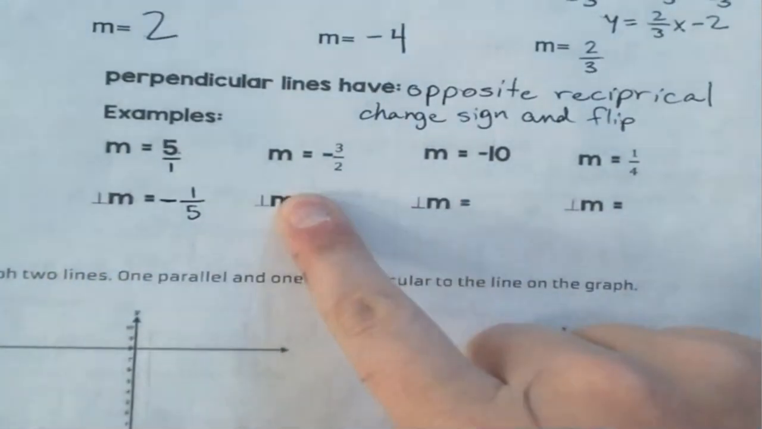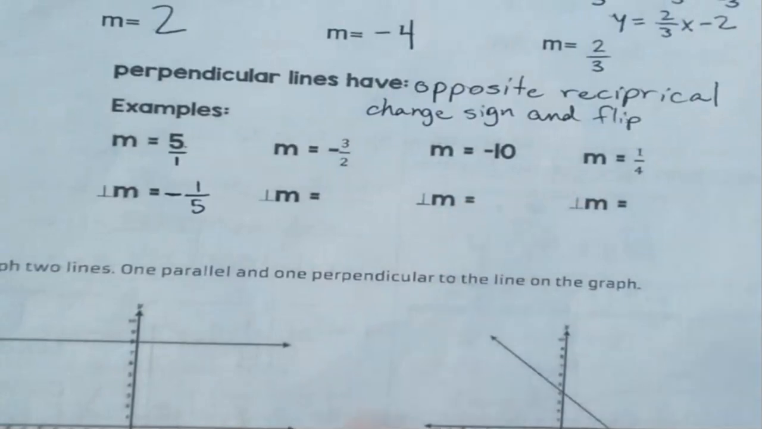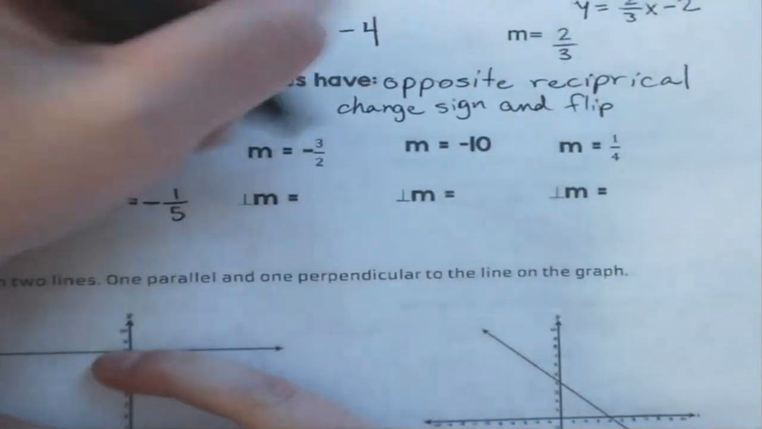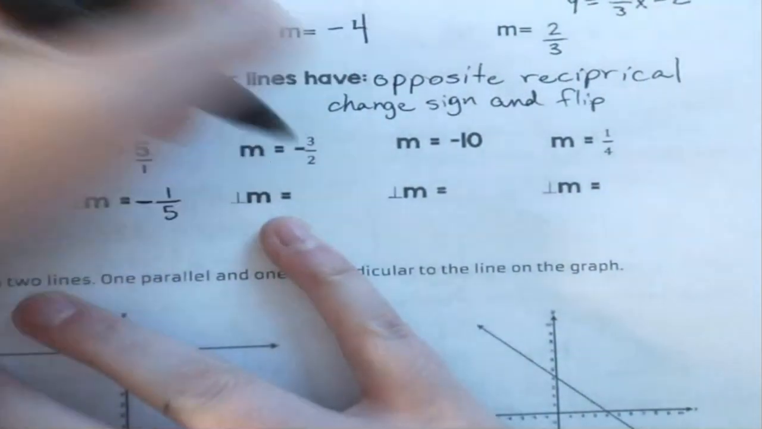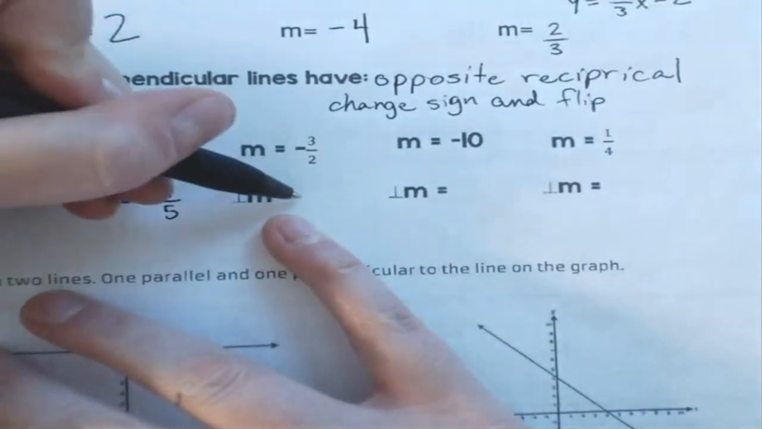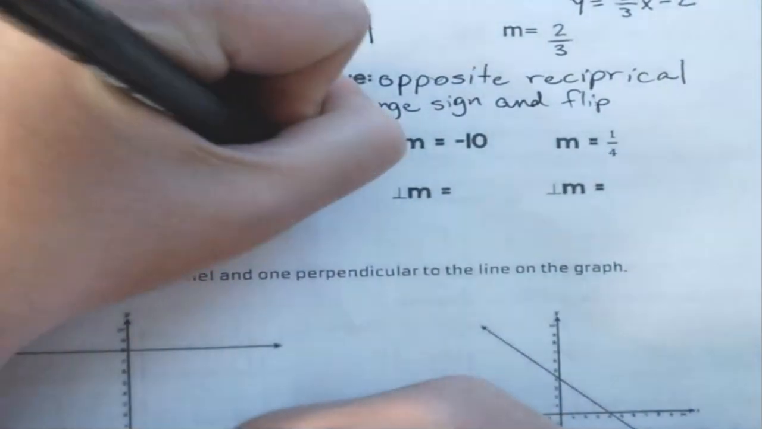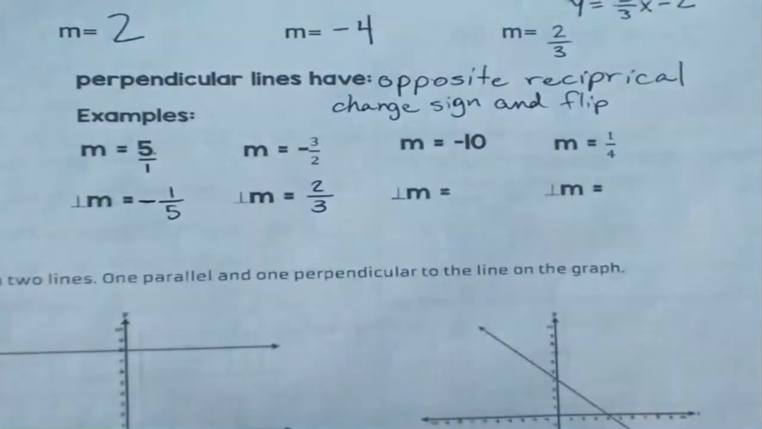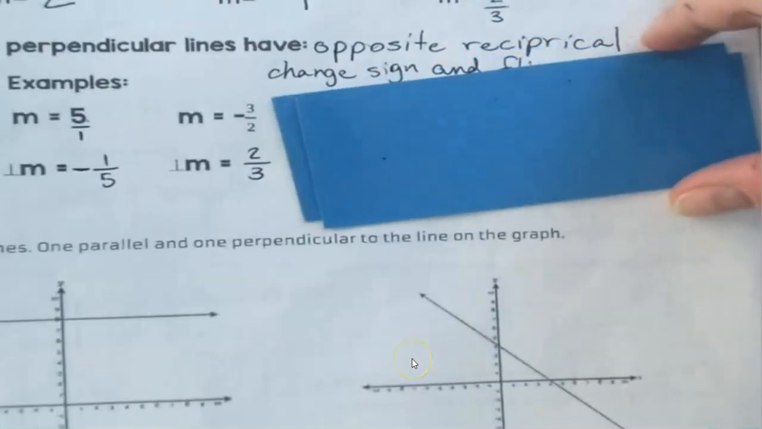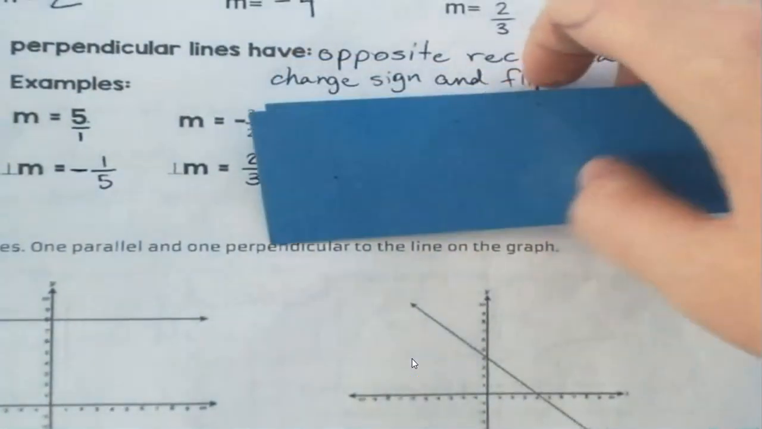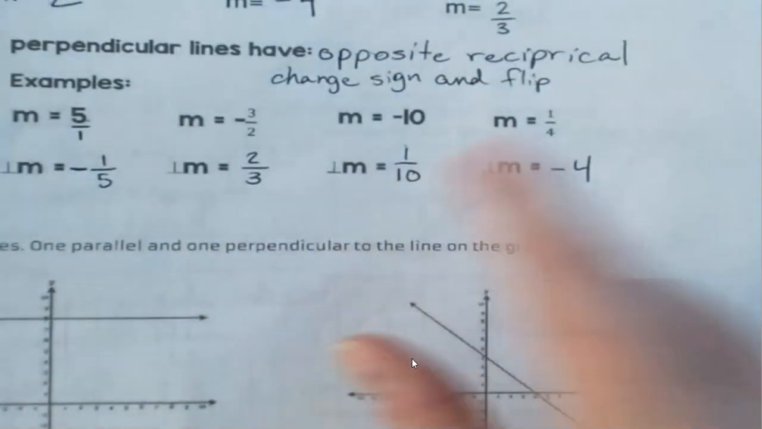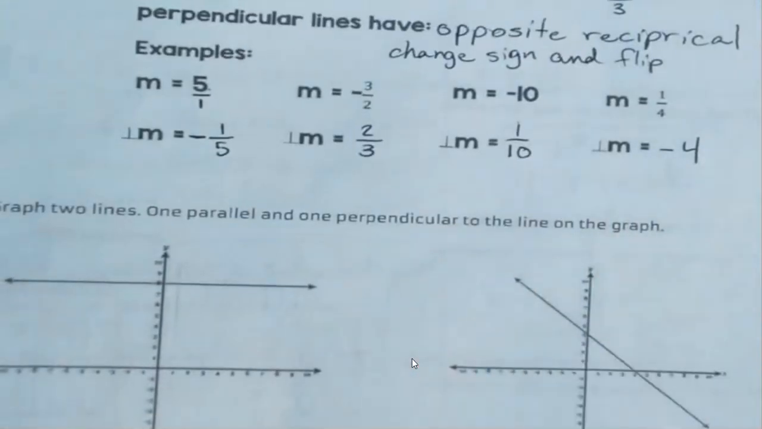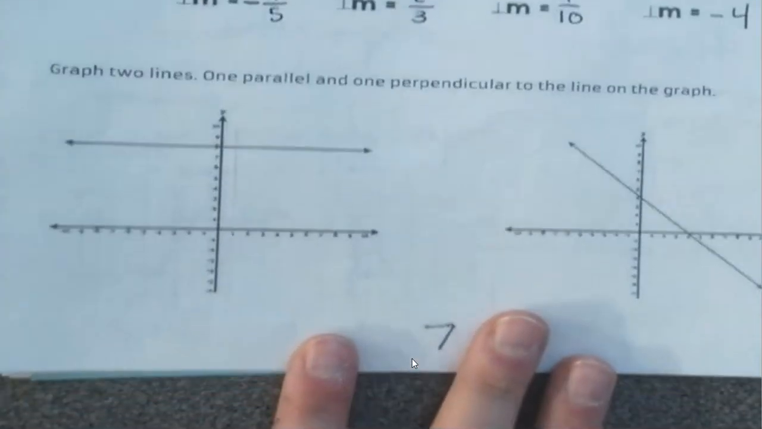All right, I'm going to do this one, and I'm going to give you guys a chance to do these last two. I'm going to pause it. So my perpendicular slope for this, it's going to go from negative to positive, and then I'm going to flip it. So it's going to be 2/3. All right, so I want you to pause the video, do these last two, and then look at the answer. Okay, so here are the answers to these. 1 over 10 and negative 4. And that's how perpendicular slopes work.